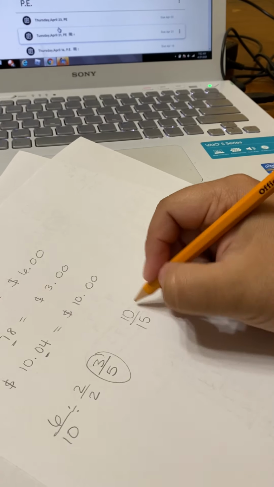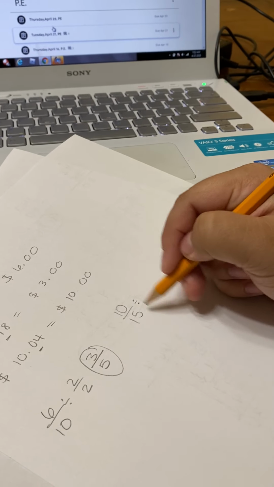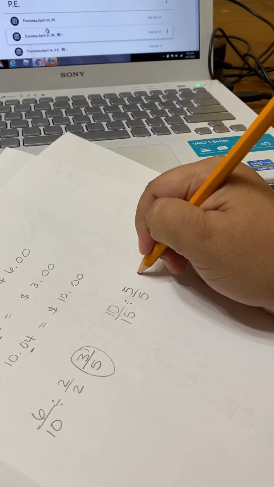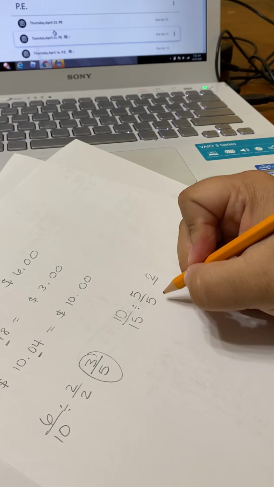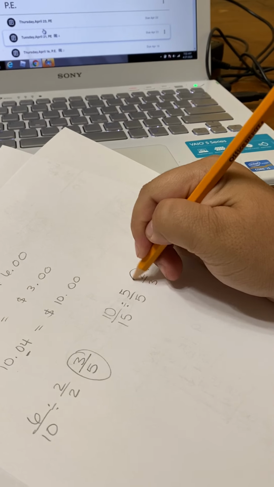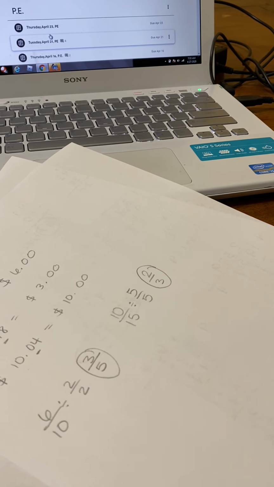10 over 15. We think of a number that they both can be divided by, and that common number is 5. 10 divided by 5 is 2. 15 divided by 5 is 3. My answer is 2 over 3.